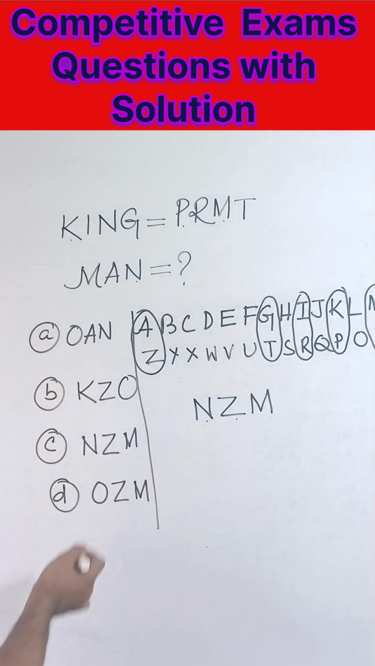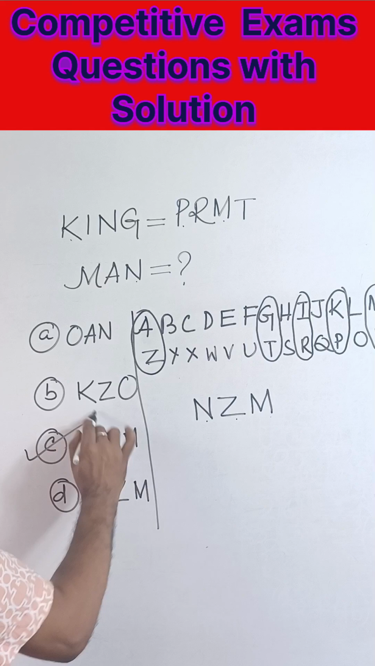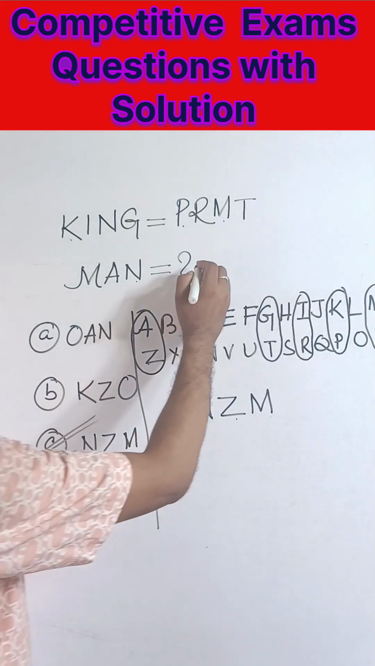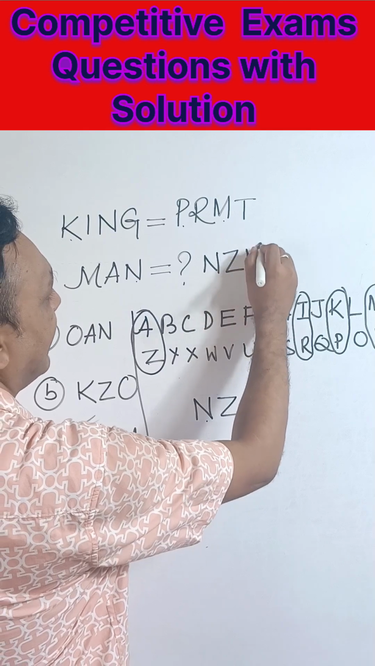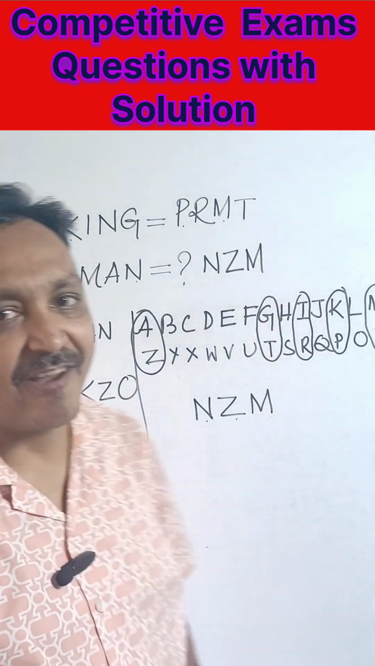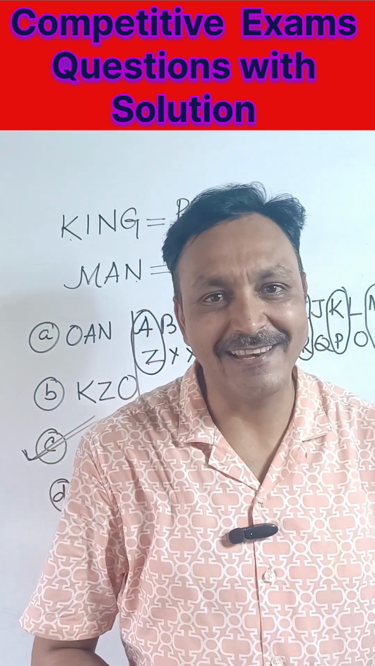Let's have a look at the options. NZM, so this is the correct option. It should be N, Z, and M. Isn't it very interesting and easy? I hope it's clear to everyone.